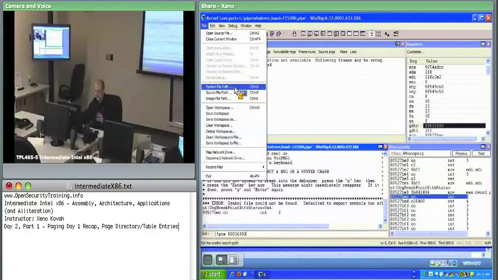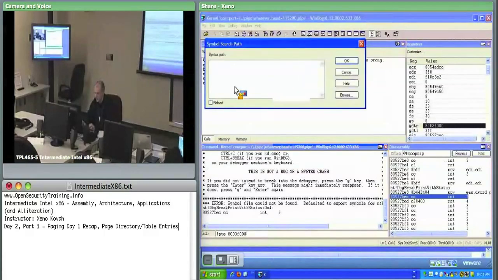All right. Well, let's see if I've done this enough that I completely remember it. It should be SRV, capital SRV, star, C colon, Windows, symbols. I think it really doesn't matter where you put it. But this path is saying I'm going to download symbols from the Windows symbol server, and I'm going to cache them in C:\Windows\symbols.